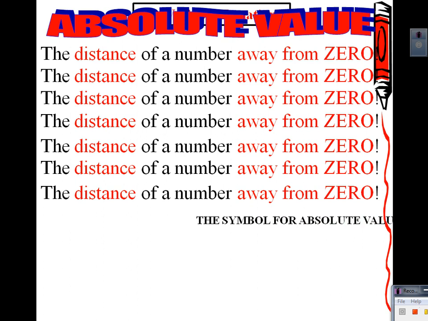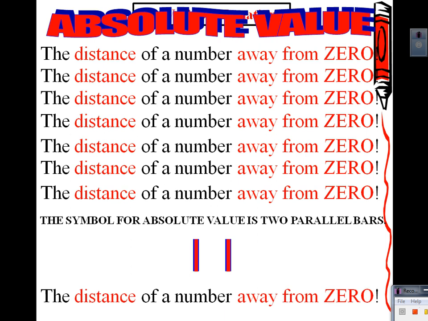So, one symbol that we use for absolute values is these 2 parallel lines. You've seen it before. Now, let me tell you why we use those. Look over here with me. Since we're looking at the distance from 0 to a number, notice what I do here. Don't they look like 2 parallel lines? Yeah. And what is it? The distance of a number away from 0. That's why we use those parallel lines.